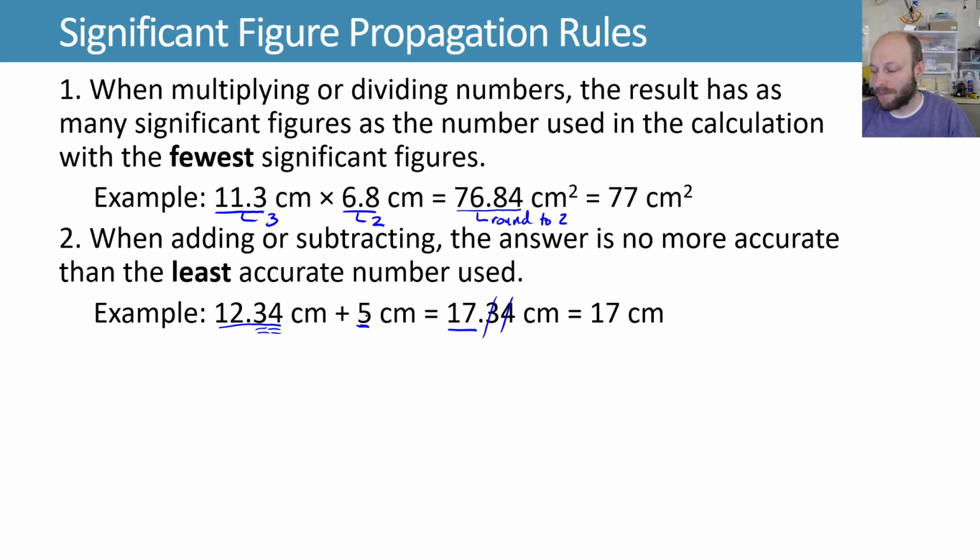So this 5 could be plus or minus maybe 1, right? Maybe plus or minus a half a centimeter. But either way, you don't know when you add on the 0.34 here that you're actually ending up with 17.34. So you round those off and you're left with 17 centimeters.